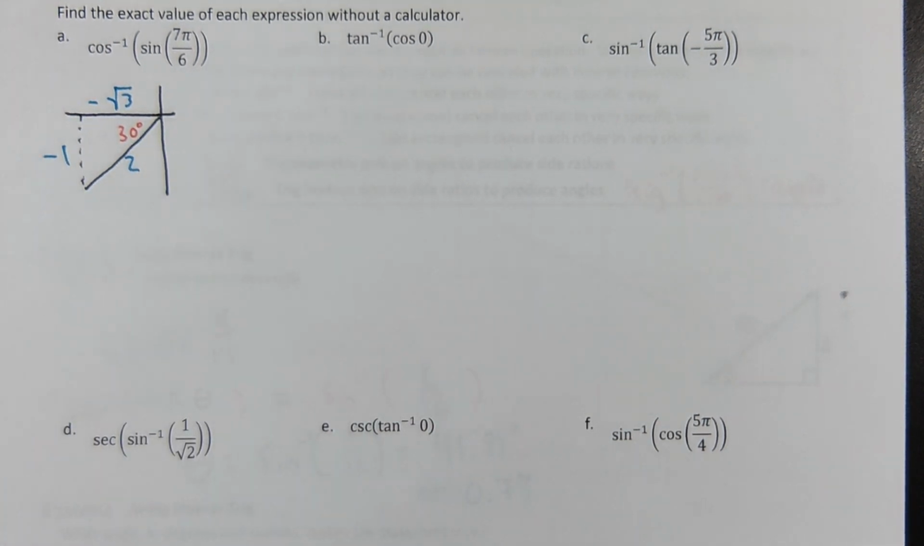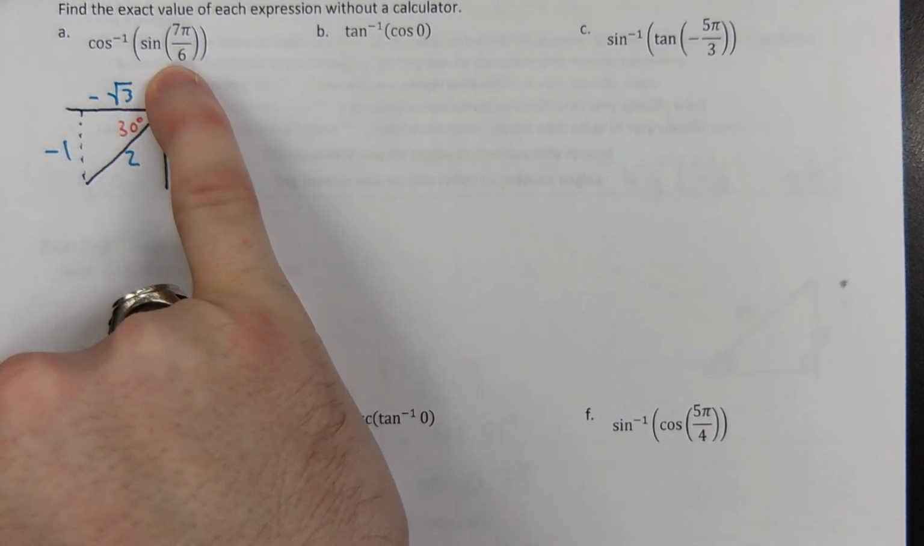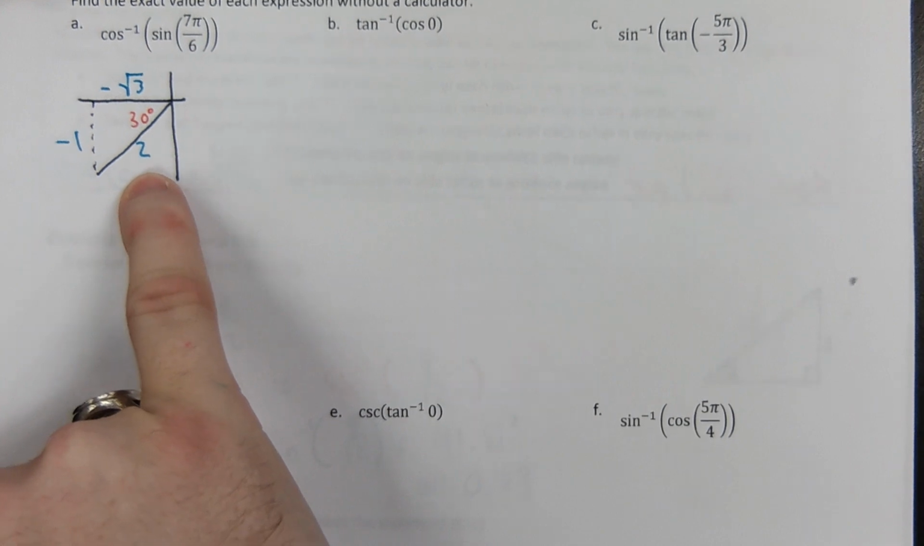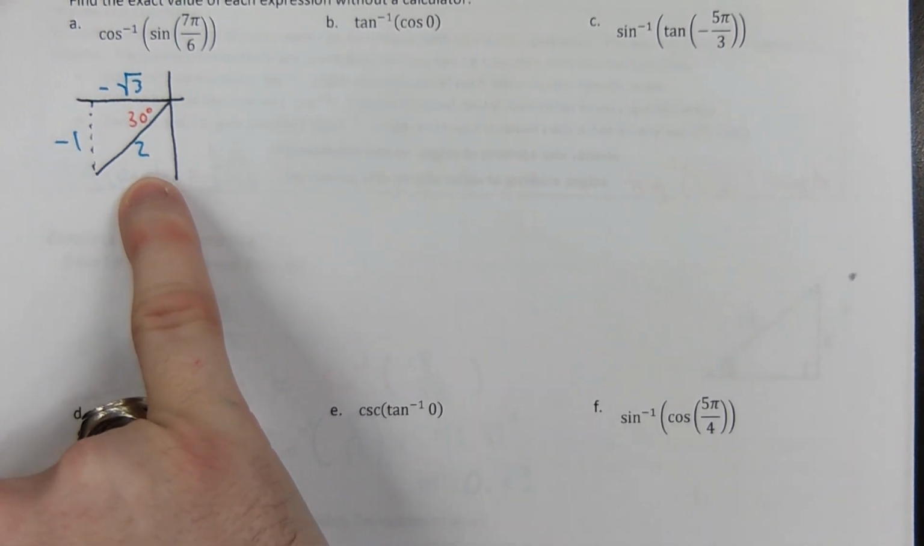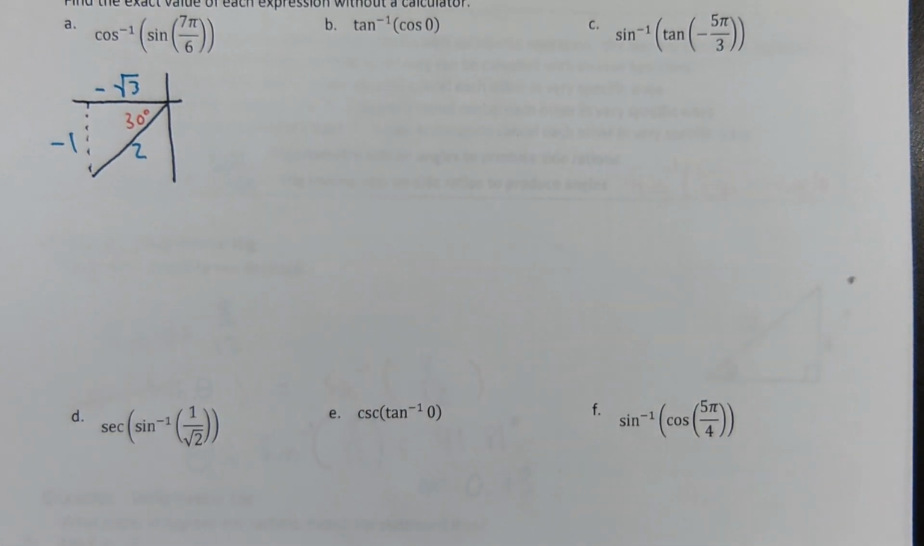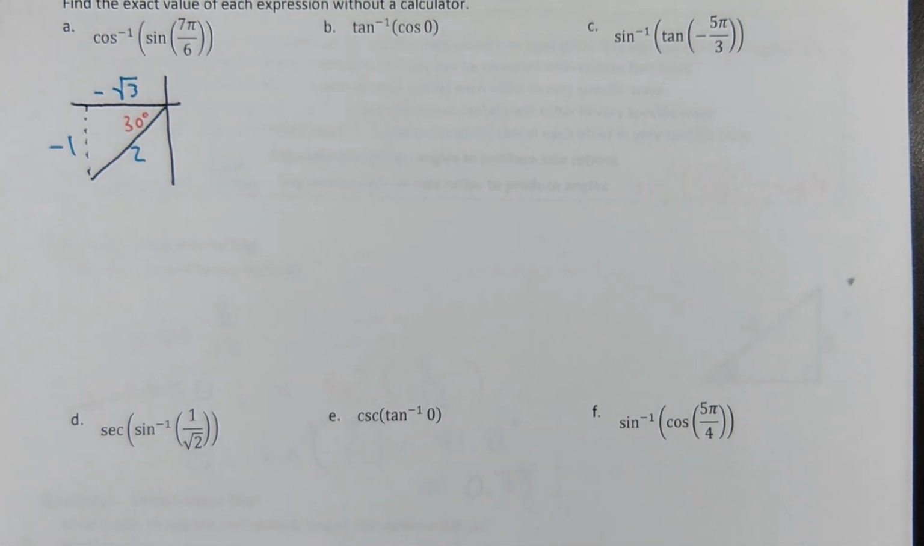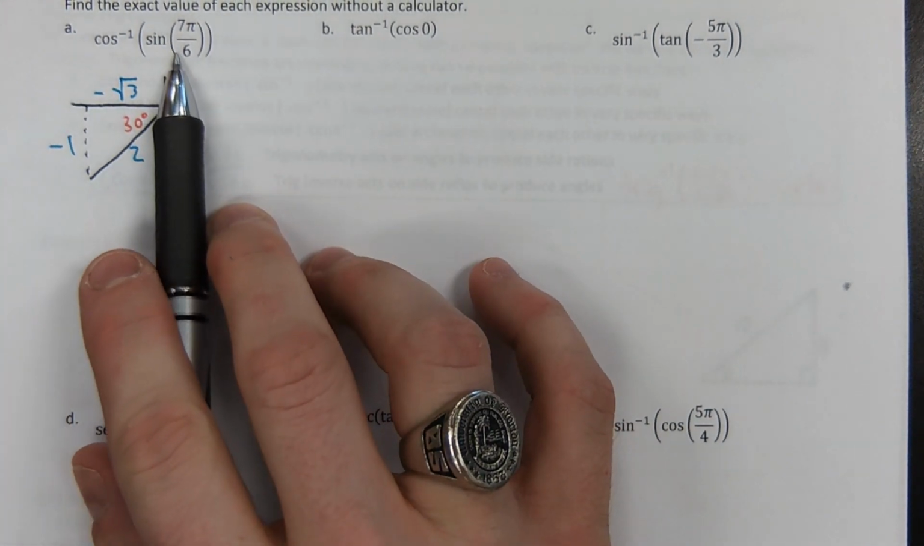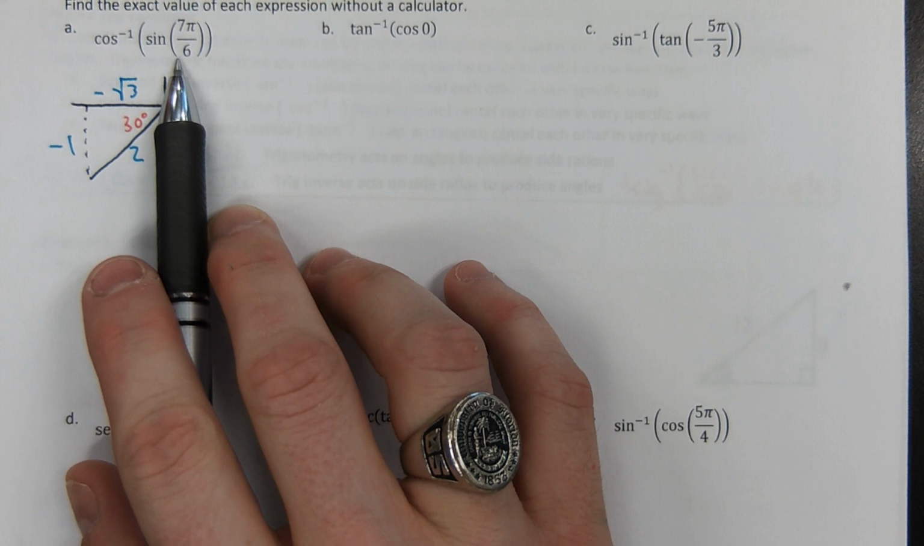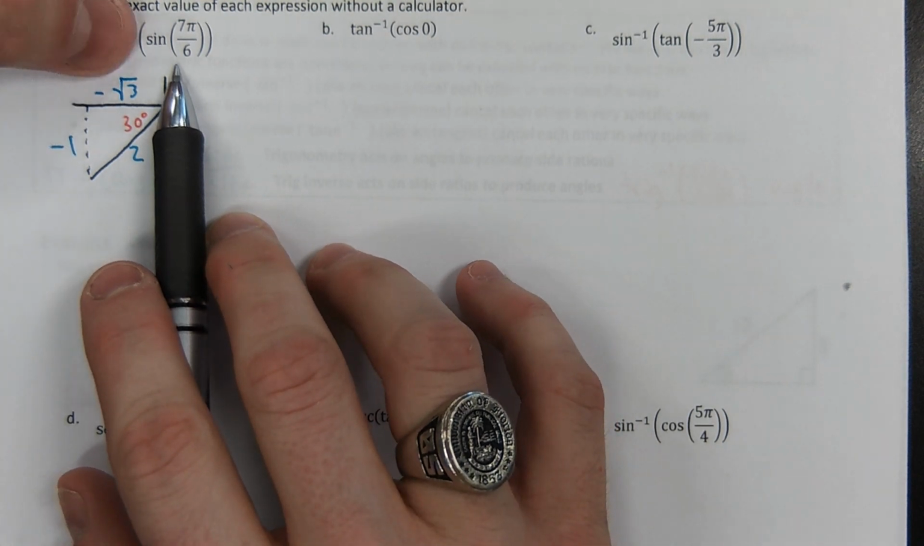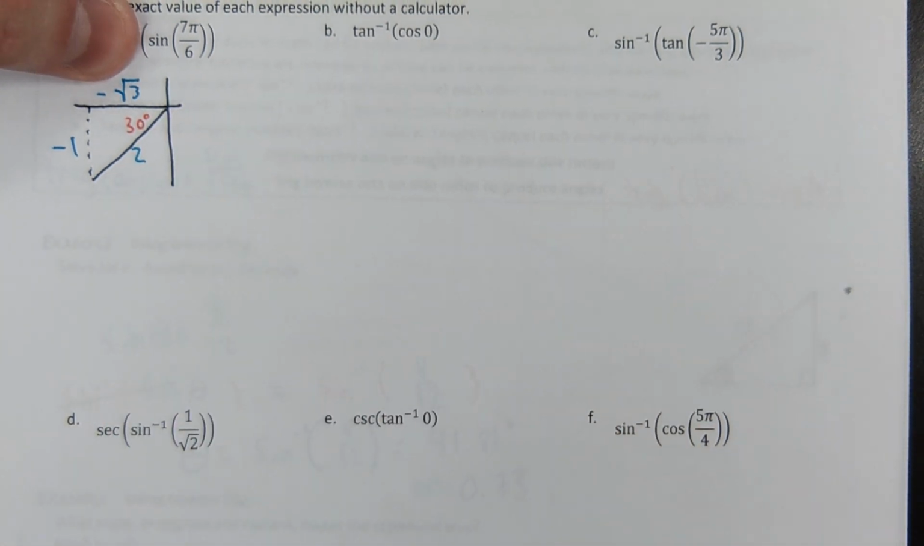You said what? You're confused already? I did sine here. Y over r. That's all I've done. Okay, great. So, because sine is y over r, I'm not doing inverse trig right now. I'm evaluating. What is sine of 7 pi over 6? Sine of 7 pi over 6 is -1/2.